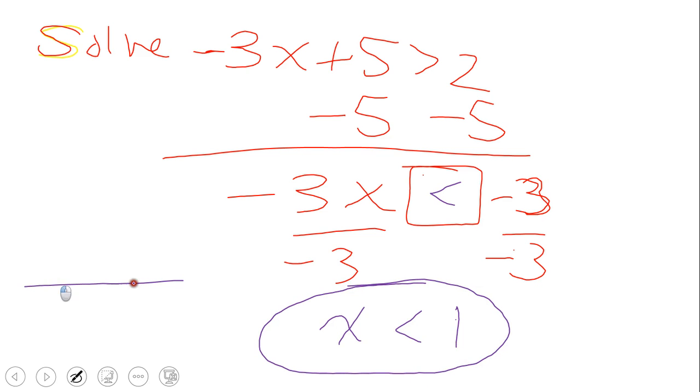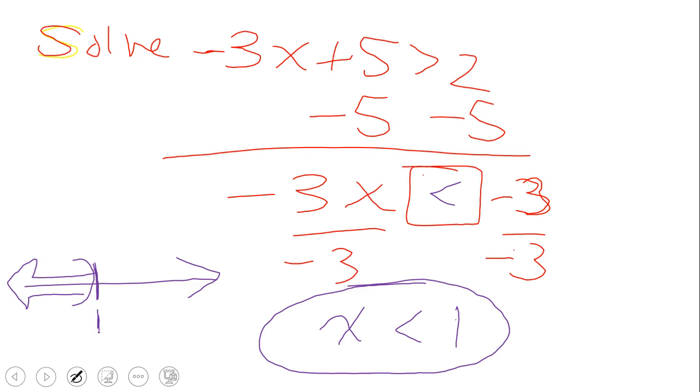And if I wanted to graph that, I have 1 right here, and my solutions are less than 1, so the x's are going to be here on down. And this is 1. Okay, so now I think everybody's okay with solving linear inequalities of that form.